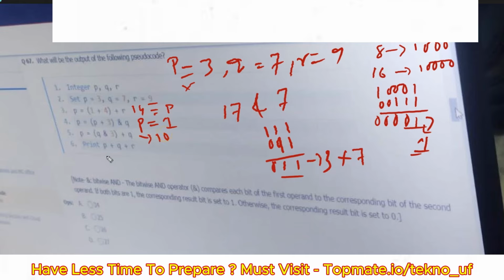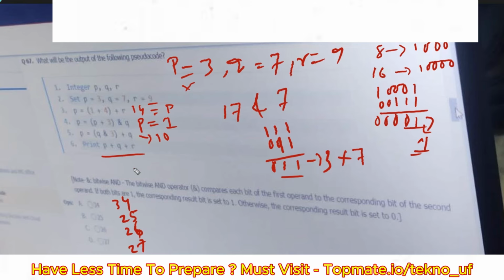So what will be the value of p plus q plus r? The options are 34, 25, 24, 26 and 27. So please give the answer in the comment section. Let me check how many of you give the right answer in the comment section.